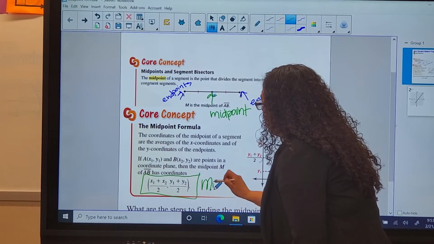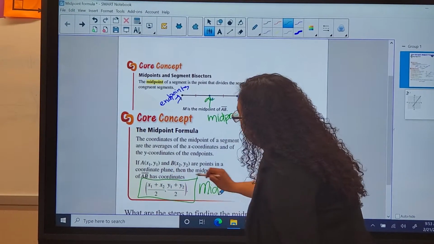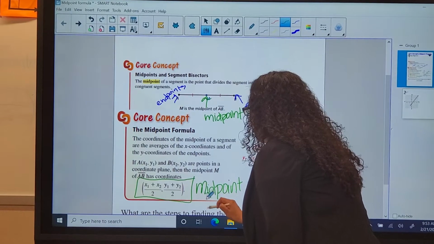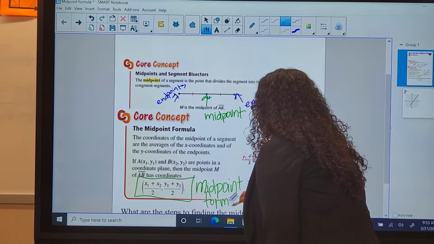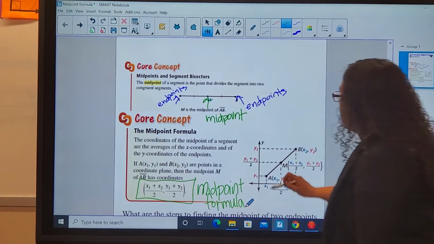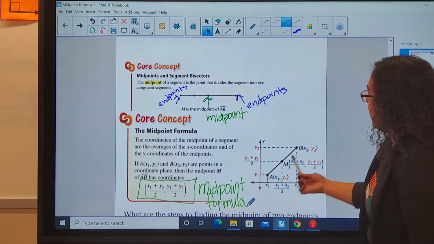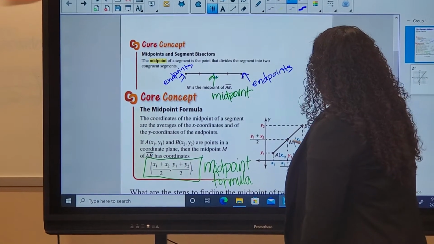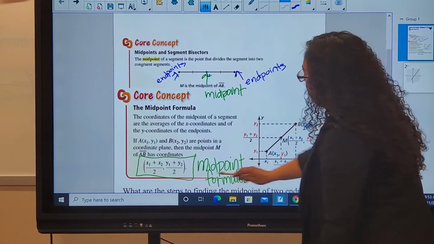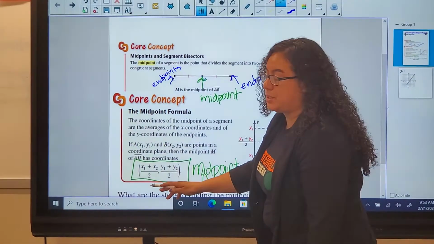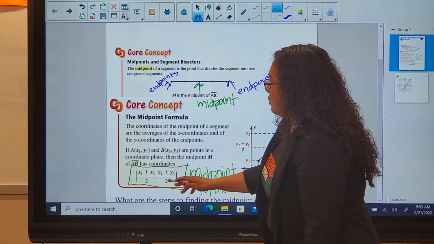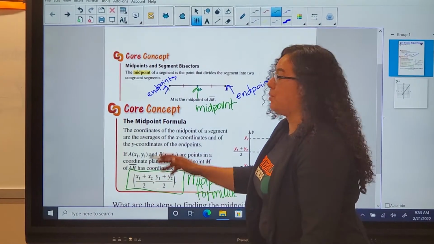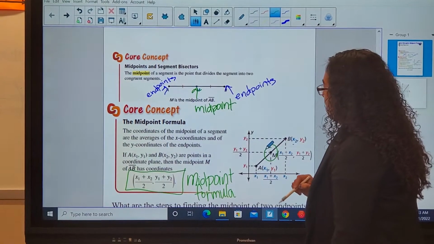On your paper, circle, highlight, or underline the midpoint formula, however works best for you. It looks a little crazy, but all it's telling you is we have endpoint A and endpoint B, and then we use the midpoint formula, right here: x1 plus x2 divided by 2, y1 plus y2 divided by 2. This is the x point, and this is the y point of the midpoint, and that's where we get the midpoint.